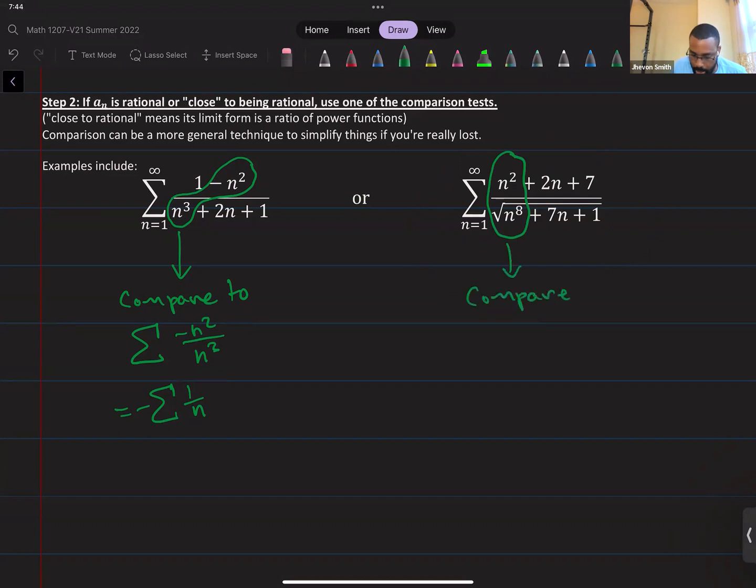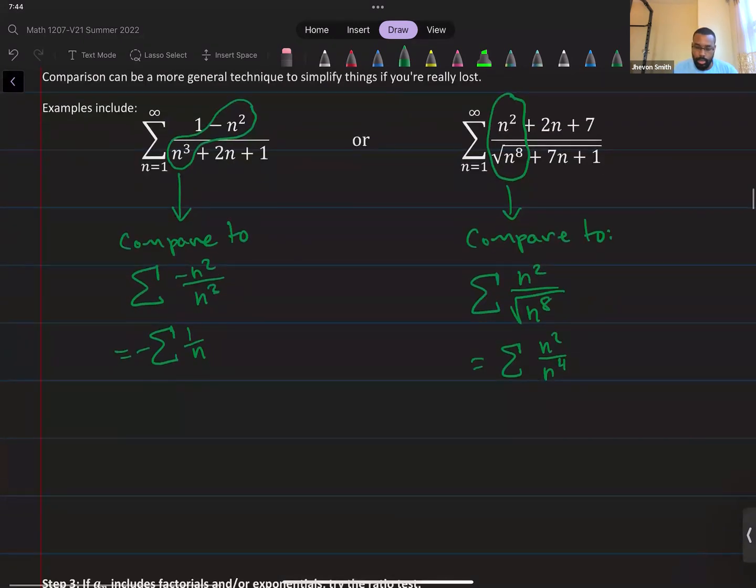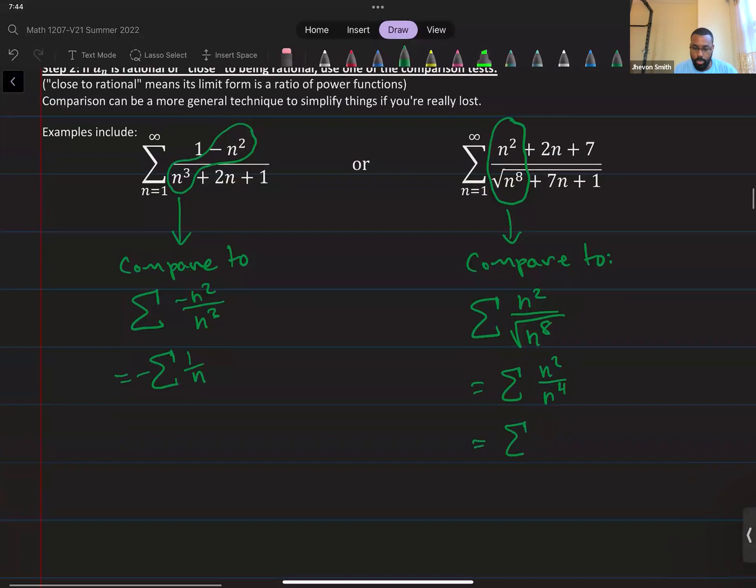I would end up comparing it to the series of n squared over the radical of n to the 8th. But what is that? That's like n squared over n to the 4th, which is a rational expression, right? If I ignore all the non-important terms, I can rewrite it into a rational expression. Or at the very least, it's some sort of p-series. So this would behave a lot like 1 over n squared. And I know that converges, so that can tell me if this guy's going to converge. And by the limit comparison test, you'll see that this converges.